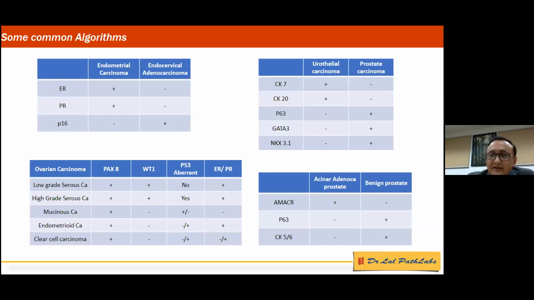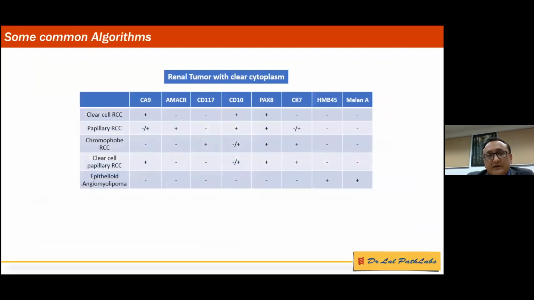IHC also helps us in differentiating carcinoma from a non-carcinoma, like in prostate, wherein a combination of P63 and CK5/6 can help us in differentiating these. For renal cell tumors with clear cytoplasm, there may be various differential diagnoses: clear cell RCC, papillary RCC, chromophobe RCC, clear cell papillary RCC, epithelioid angiomyolipoma. So we use a combination of various markers to arrive at the final diagnosis, including CA9, CD117, CD10, PAX8, CK7, HMB45, and Melan-A, depending on the morphology, of course. We may use all the markers or only some of these markers.